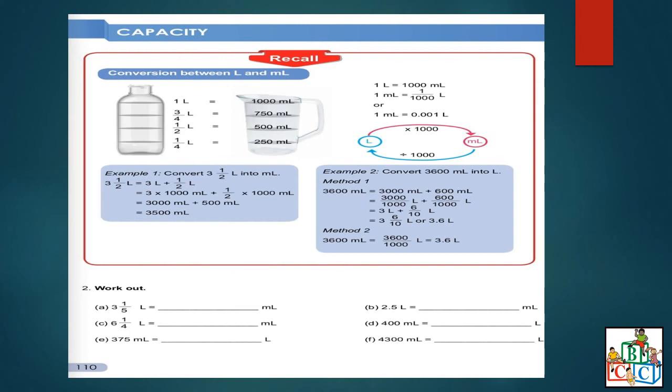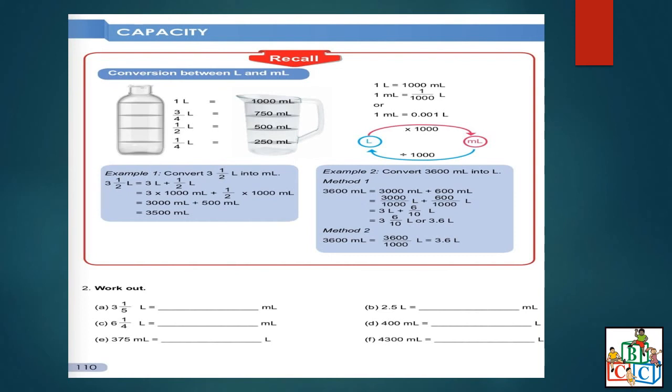Now we move on, milliliters to liters. So for liters to milliliters, 1 liter is equal to 1000. But for milliliters to liters, divided by 1000. Now you have the example to convert 3600 milliliters into liters. So you know you have to divide by 1000. Here as well you have two methods.